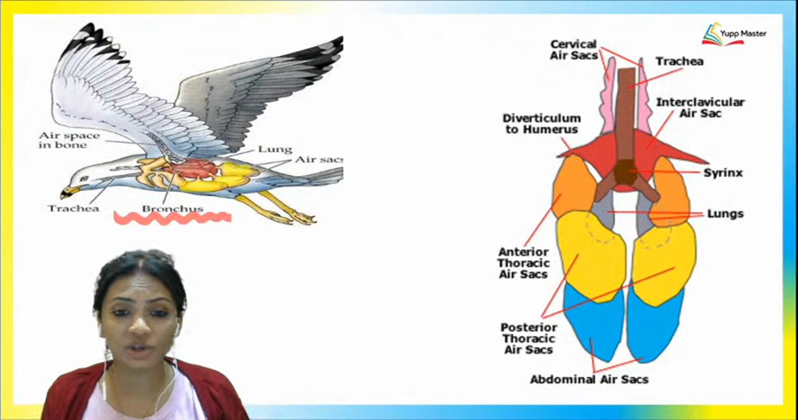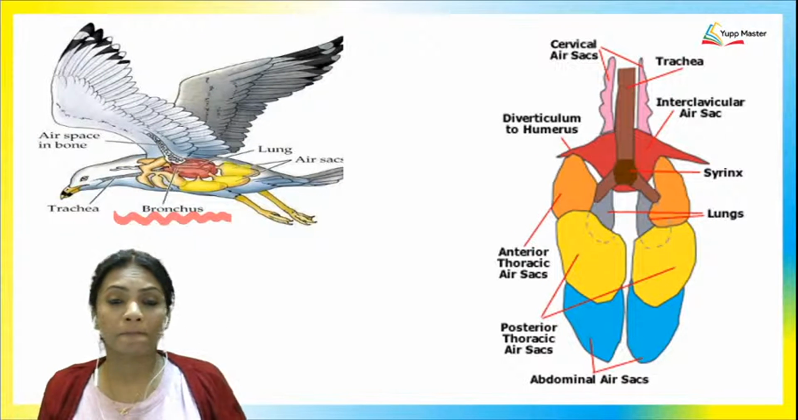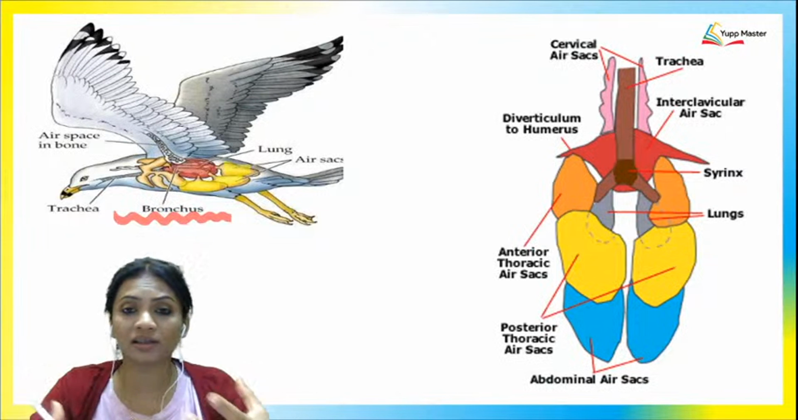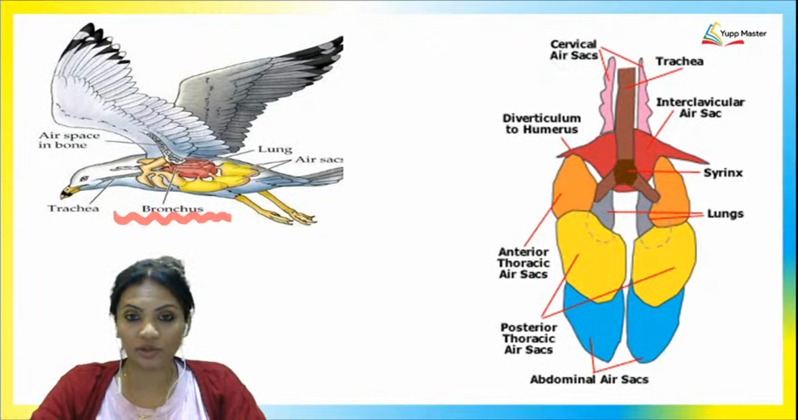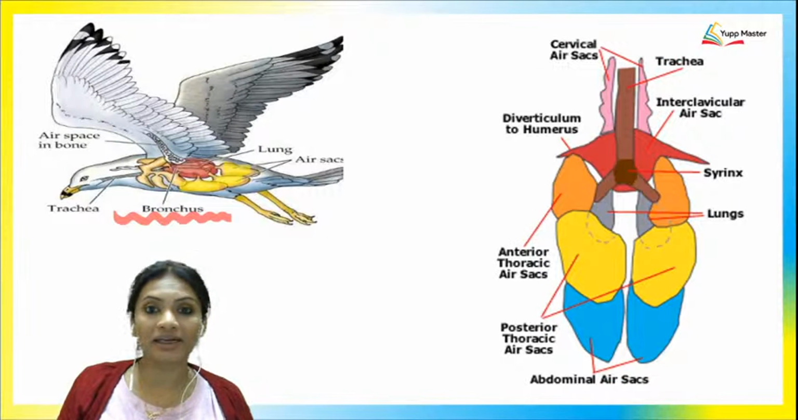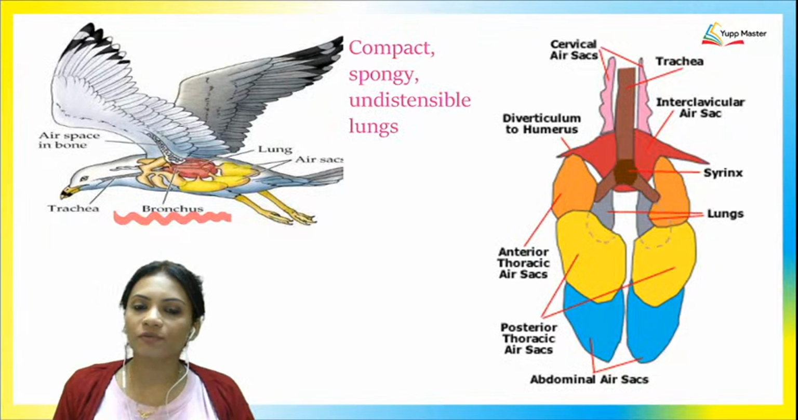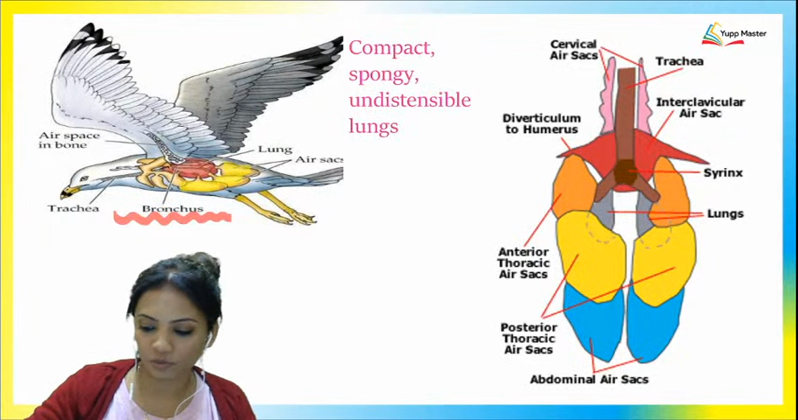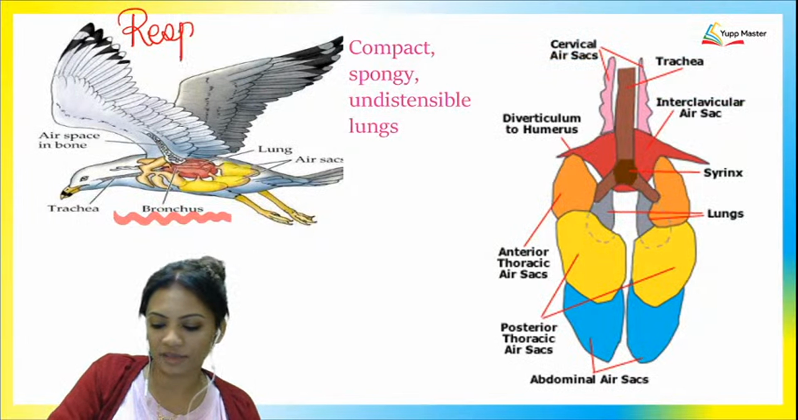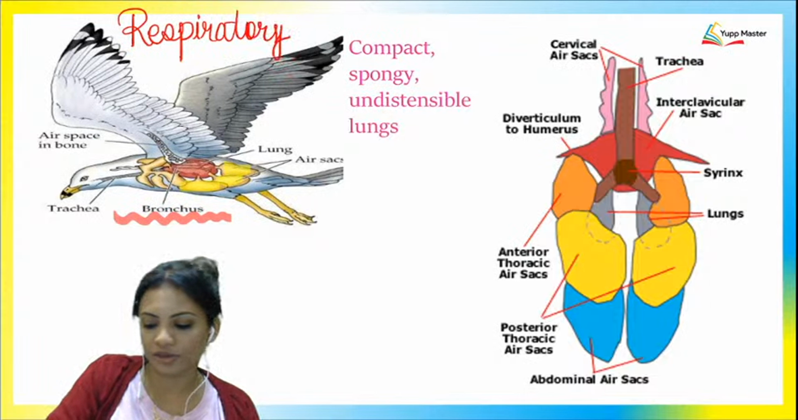Those sacs are called air sacs, and they are the way that birds breathe. All right, so look at the diagram on your right. We'll be explaining that right now. So which system are we talking about right now? We're talking about the respiratory system.